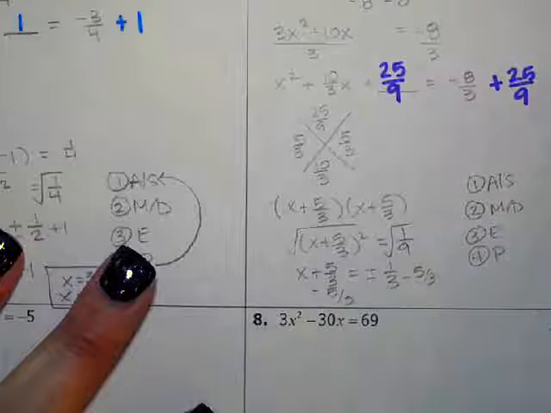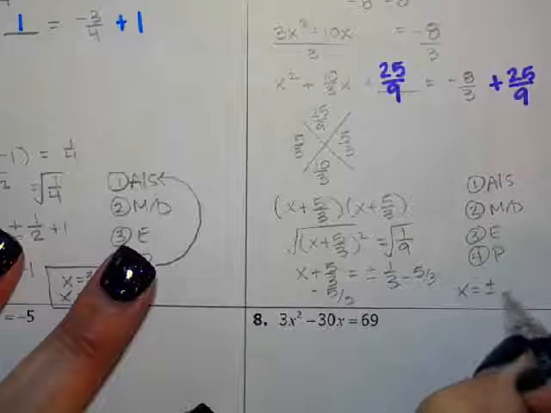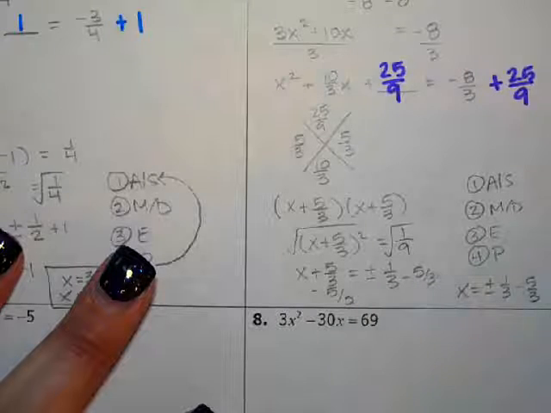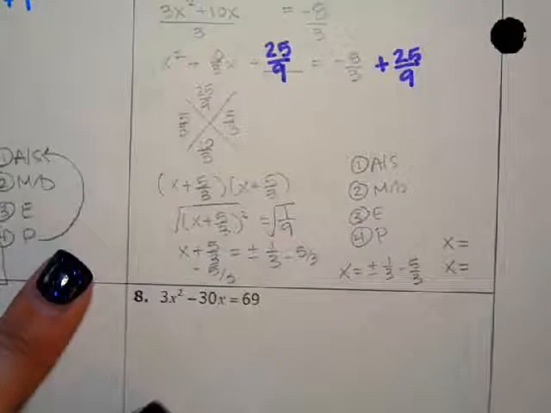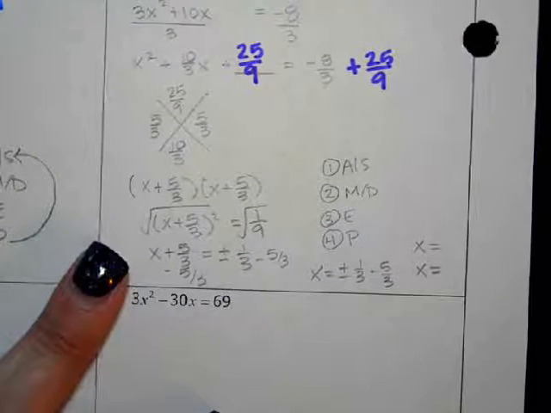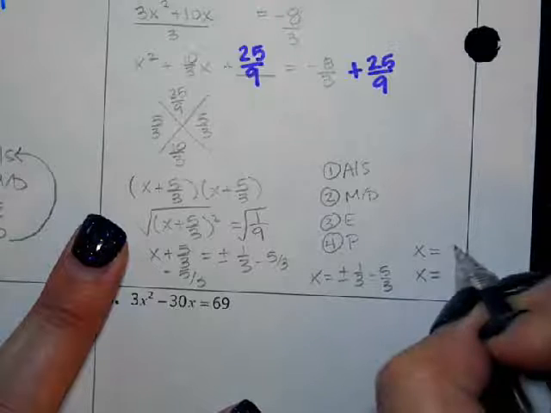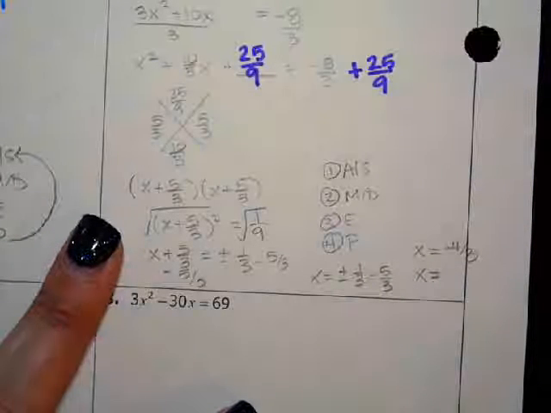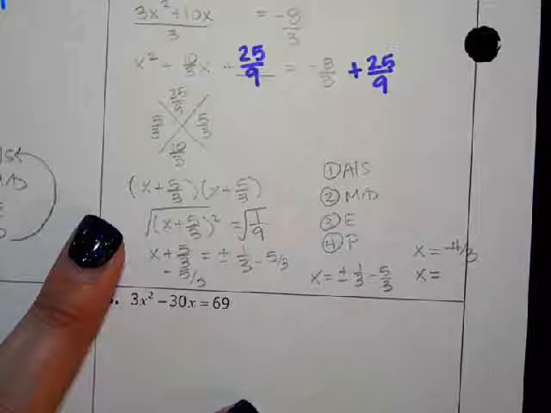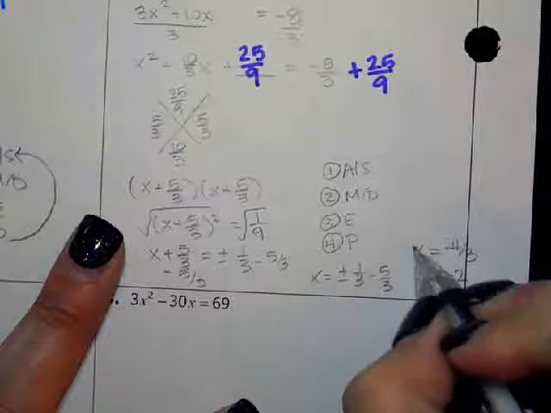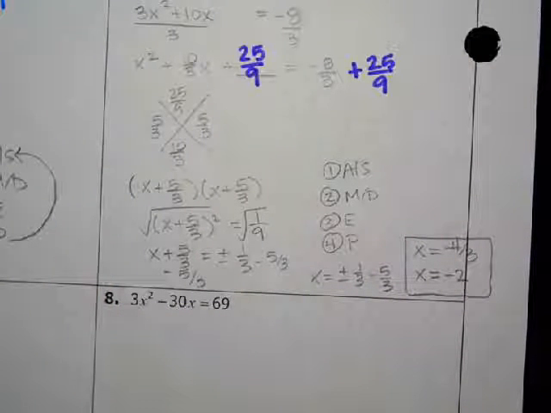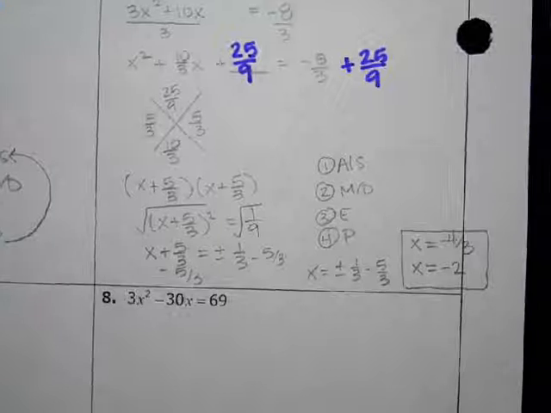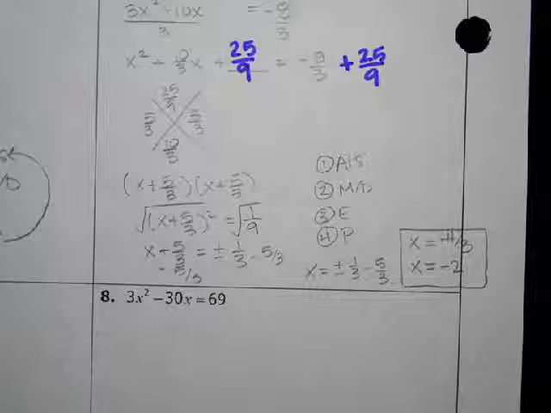Okay, so we get two answers. Positive 1/3 minus 5/3 is negative 4/3. Negative 1/3 minus 5/3 is negative 2, because it was negative 6/3 and negative 6/3 is negative 2. You guys, we just kicked that problem's tushy. Do we feel like we need to do any more problems on the page? We have aced it.